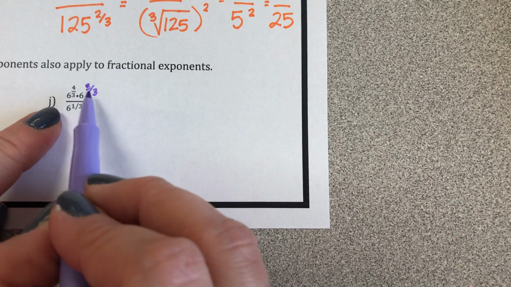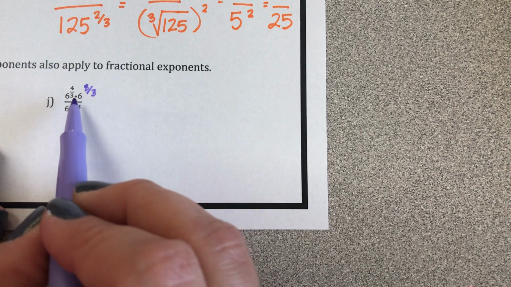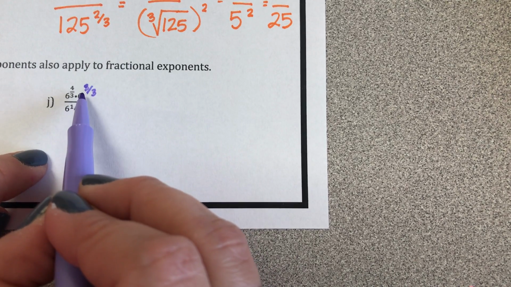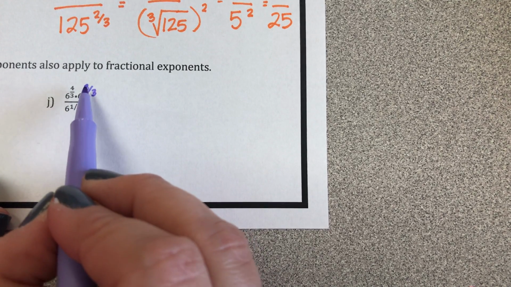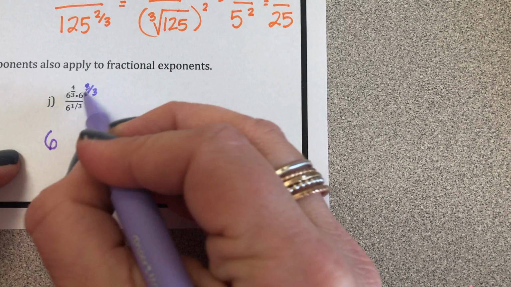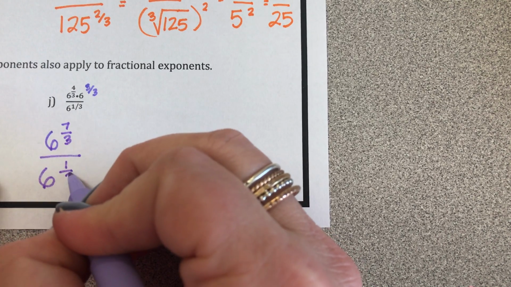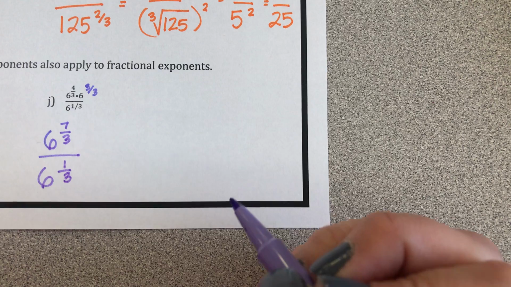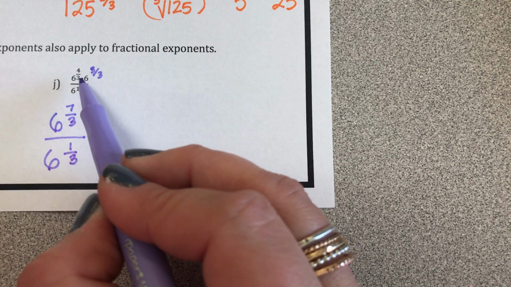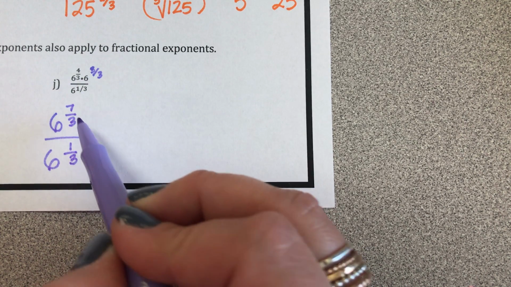If these were fractions and I'm asking you to add them, which they are, they need to have a common denominator. So this exponent currently is 1. To write 1 as a fraction, I'm going to make it 3 over 3. So what that gives me is 6 to the 7 over 3 over 6 to the 1 over 3. Do you guys see that? What I did, I multiplied them, which means adding their exponents. 4/3 plus 3/3 is 7/3.